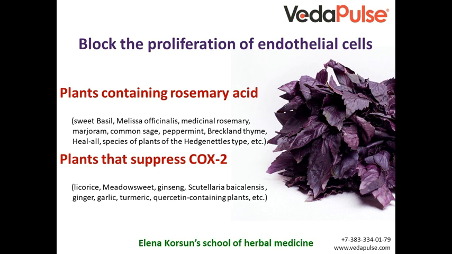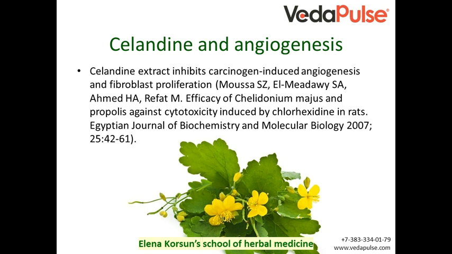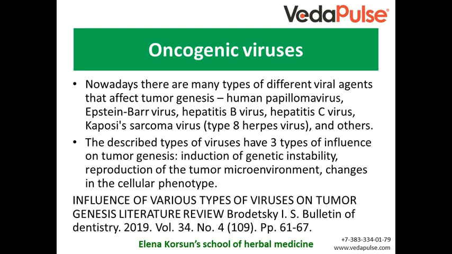Kurkin, Melissa in pediatrics, described the effects of those plants. We have mentioned that celandine has certain properties associated with angiogenesis and proliferation, and there are many scientific works and articles describing its actions. We know that such viruses as human papillomavirus, hepatitis virus and herpes virus are oncogenic. So our aim is to find the plants that may work towards fighting those effects.